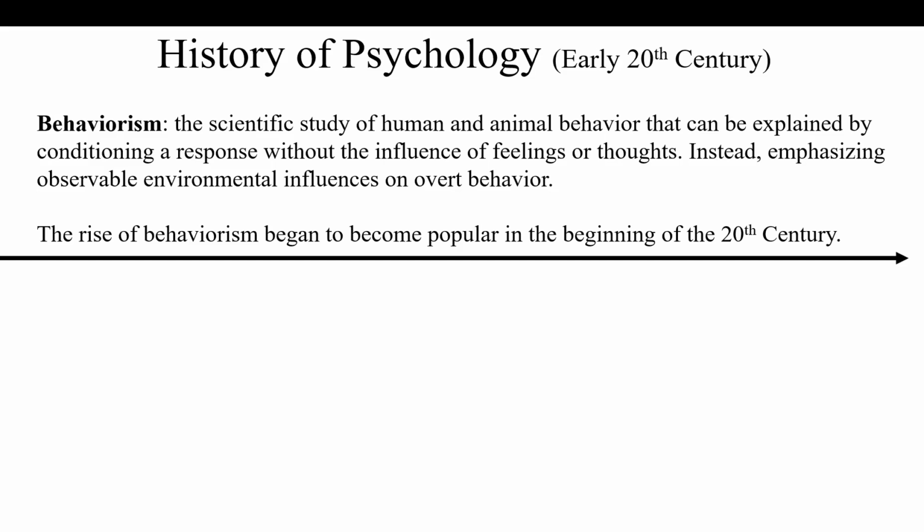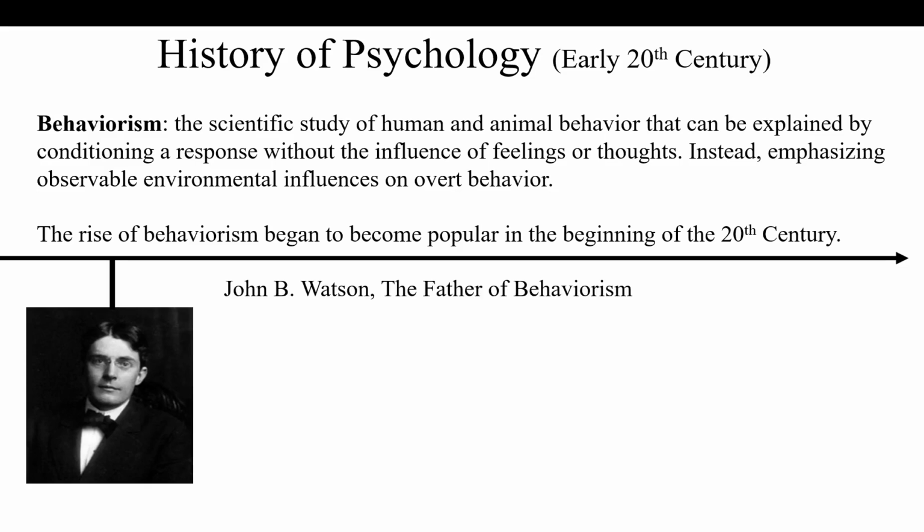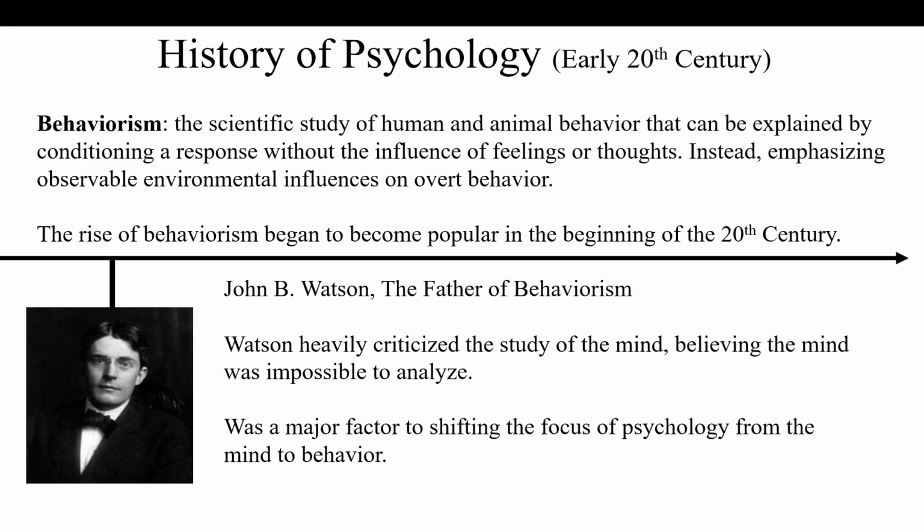One of the first behaviorists that became known as the father of behaviorism was John B. Watson. Watson heavily criticized the study of the mind, believing that the mind was impossible to analyze for its lack of clear and observable measurements. Watson was a major factor in shifting the focus of psychology from the mind to behavior. And he was known for his Little Albert experiment, which I'll link a video in the supplemental videos to watch in this module.